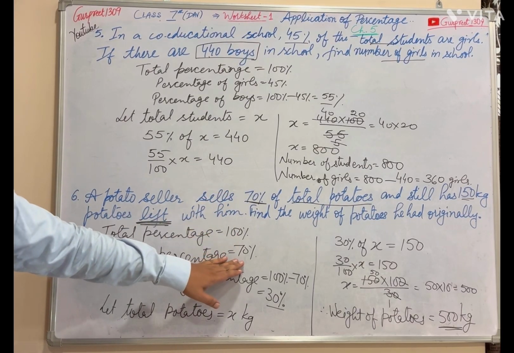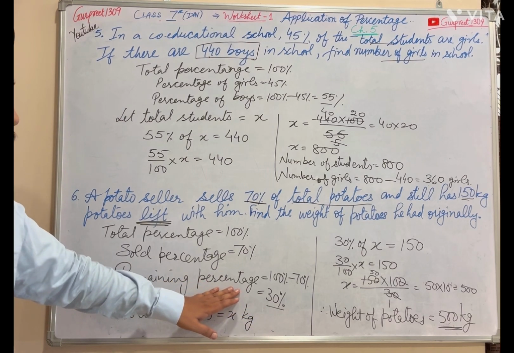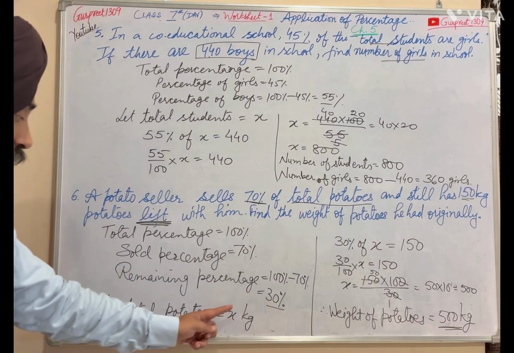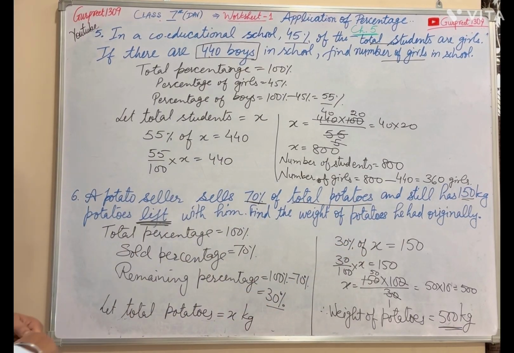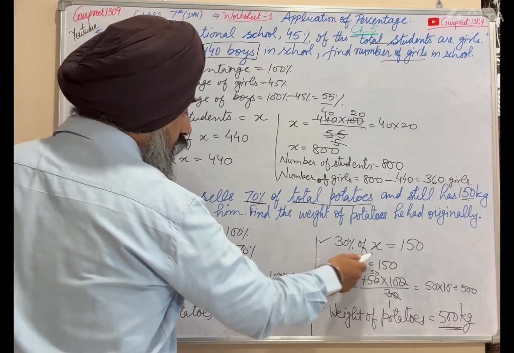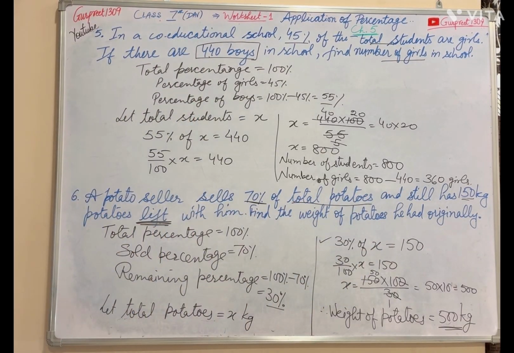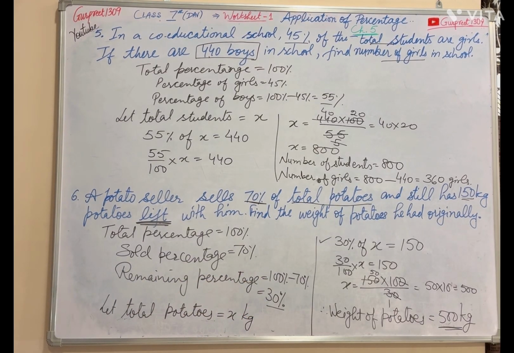Sold percentage is 70%, left is 30%, the remaining amount left. So total potatoes X, 30% of this total is equal to 150. You have to keep in mind this thing: 30% of the total is equal to 150, and 150 are also left with them. So in this way you can find the total number of potatoes here, 500 kilogram.